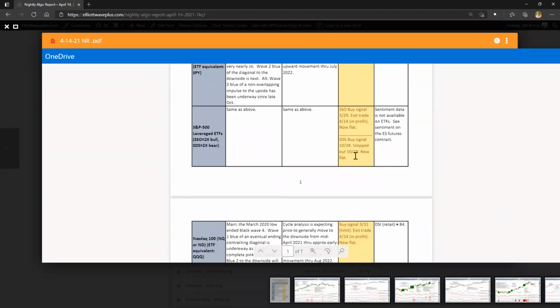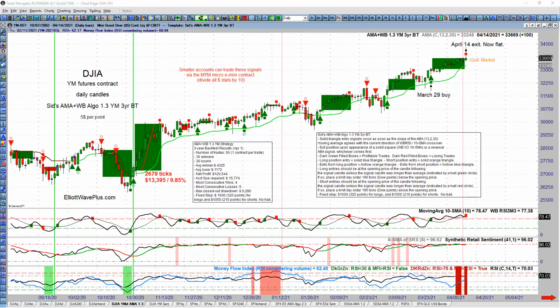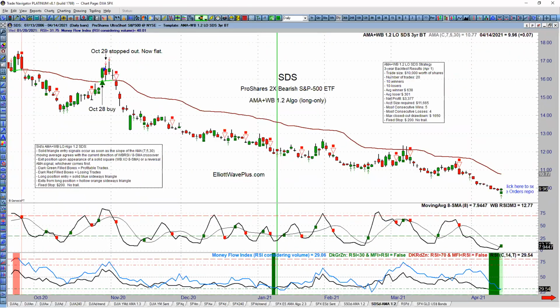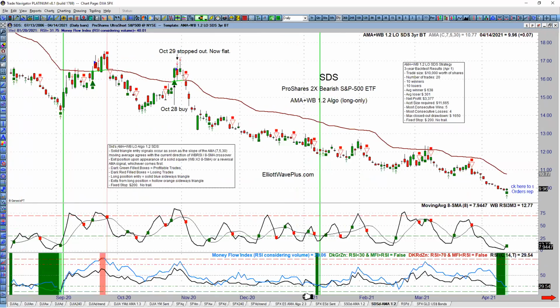The last time, and this is kind of funny, but if we go to the SDS, this is the bearish, or the 2 times bearish ETF. The last time this Algo recommended going short the market with this ETF was way back on October 28th. That's how long it's been. November, December. It's been almost 6 months. And it got stopped out the very next day.